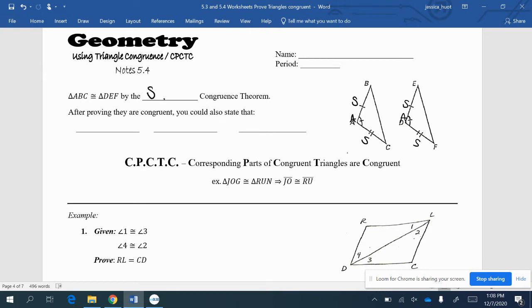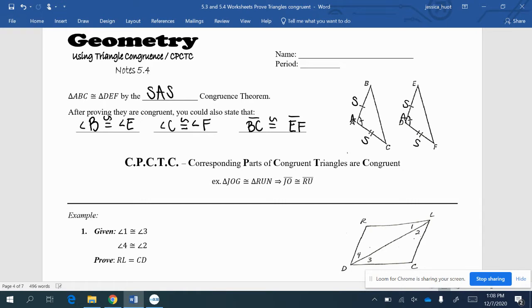So side, angle, side. After proving they are congruent, you could also state that every other part is also congruent. So I can say that angle B is congruent to angle E. Those are corresponding angles. And then angle C is congruent to angle F. Those are corresponding angles. And then the two corresponding sides are also congruent. So BC, segment BC is congruent to segment EF.